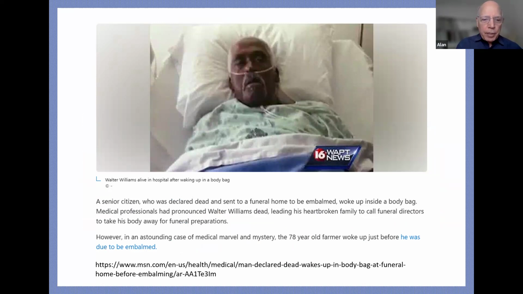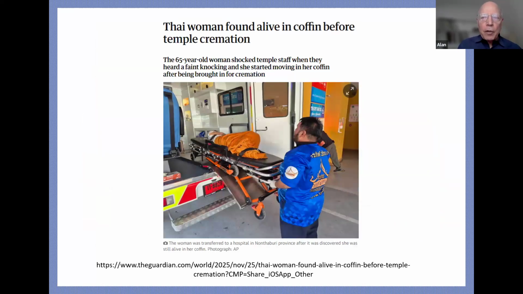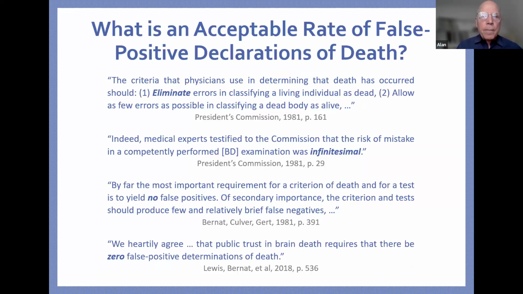Here's a man who was about to be embalmed, and he was discovered to be alive inside a body bag in the funeral home. Here's a Thai woman found alive in a coffin before temple cremation. So I show these because if it's difficult to diagnose circulatory-based criterion for death, all the more so should it be difficult to diagnose it neurologically. Now, what is an acceptable false positive rate for a declaration of death? Well, there isn't any acceptable rate. It's 0.